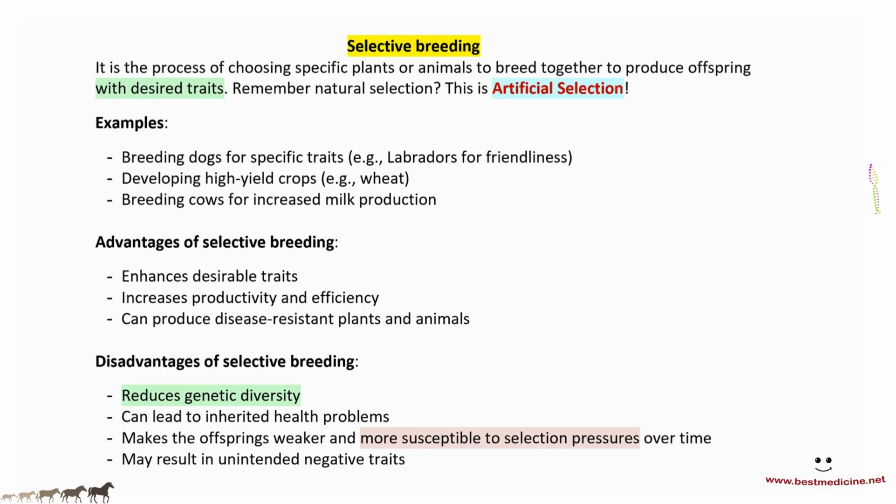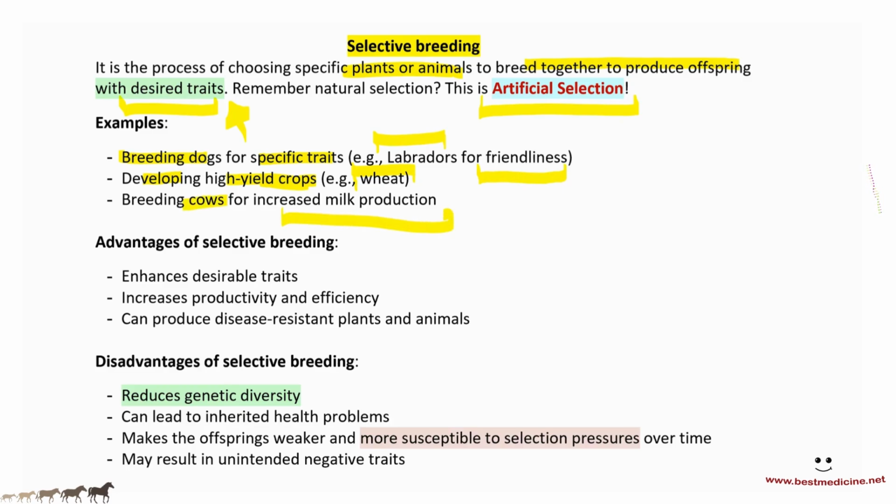That's a good example. So selective breeding is the process of choosing specific plants or animals to breed together to produce offspring with desired traits, like bigger flowers or better fruit, right? So this is kind of like artificial selection because you're doing it by force, artificially. Examples of this would be breeding dogs for specific traits, like, for example, Labradors are for friendliness. For developing high yield crops, like wheat. Breeding cows for increased milk production.